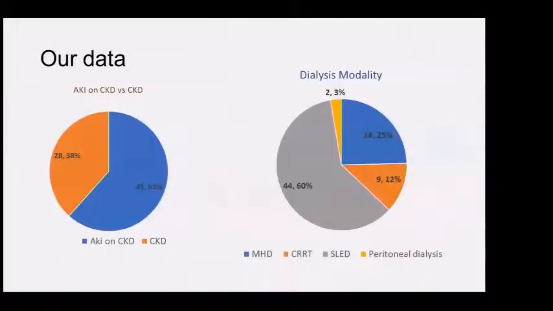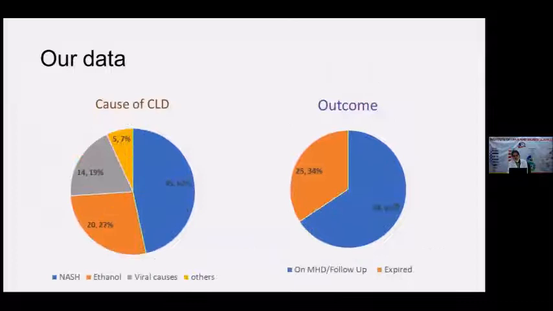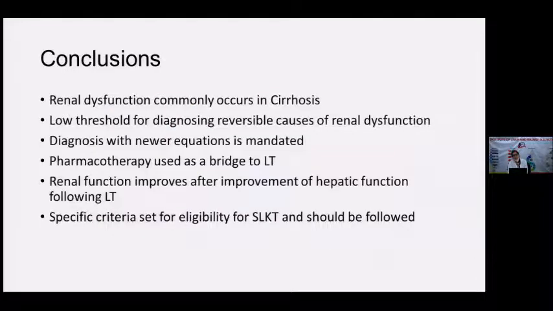So this was data which I had collected on patients with CKD and acute on CKD. I took a total of 76 patients, where 28 had CKD and 45 had acute on CKD. Dialysis modality: in 60% SLED was carried out, in 25% MSD was given, in 3% we gave PD, and CRRT was offered to 9 patients. Cause of CLD was NASH in 47%, and ethanol in 27%. Outcome: 34% of patients are on maintenance hemodialysis, and 34% have expired.